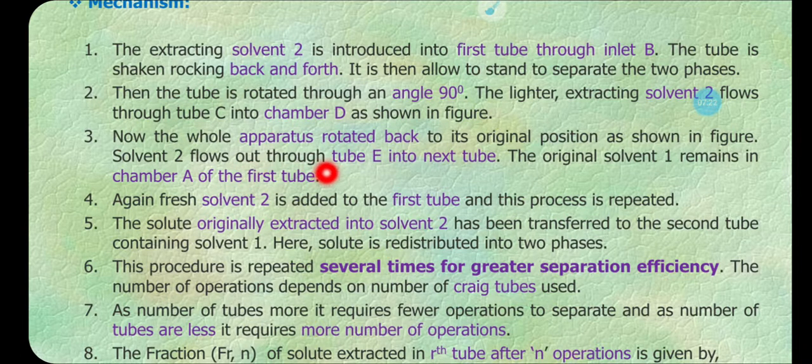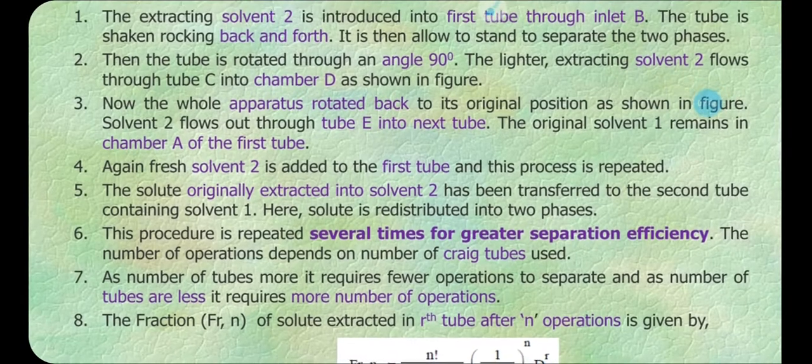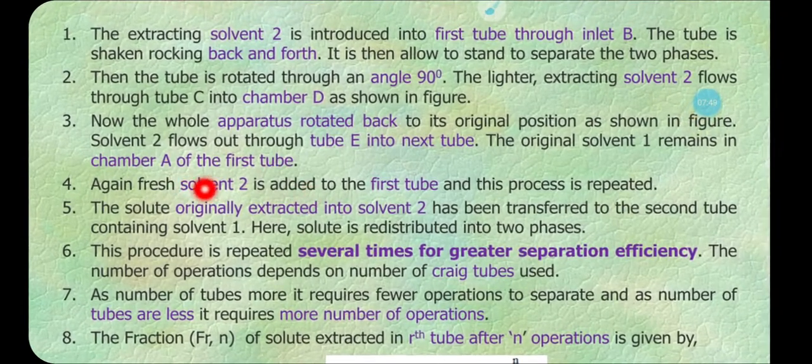Solvent 2 flows out through the tube E into the next connecting tube. The original solvent 1 remains in chamber A of the first tube. Again we add fresh solvent 2 to the first tube, and this process is repeated. That means two or three times the solvent 2 will be fresh solvent in contact with the aqueous phase, and again redistribution takes place. In this way the complete distribution or extraction is possible through this apparatus.